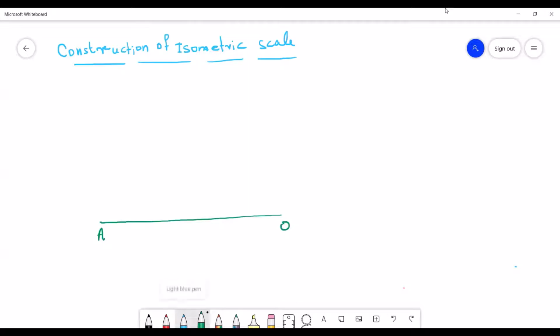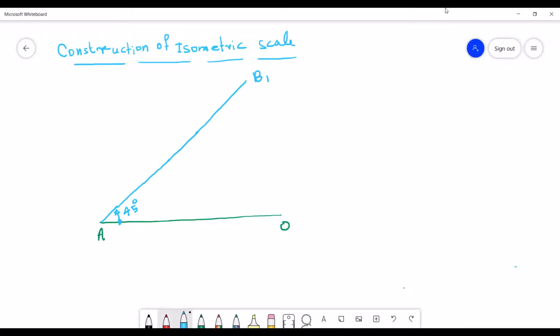From the point A, I am going to draw the actual line. And this actual line we are drawing from A at an angle of 45 degrees, and name it as AB1.